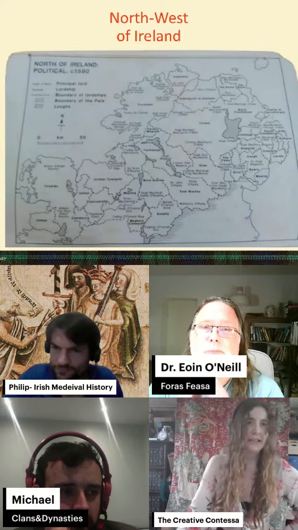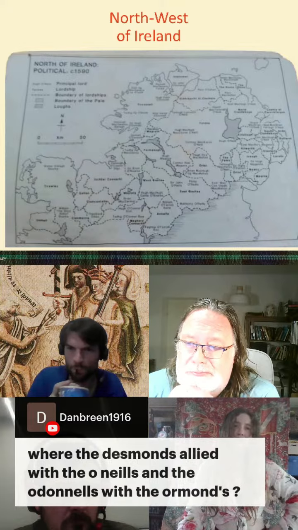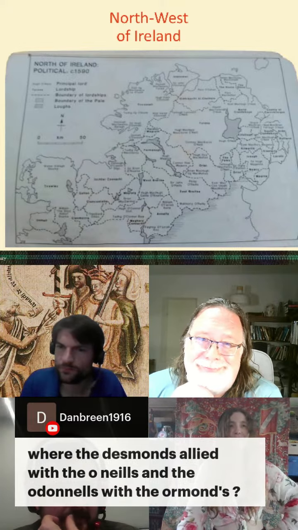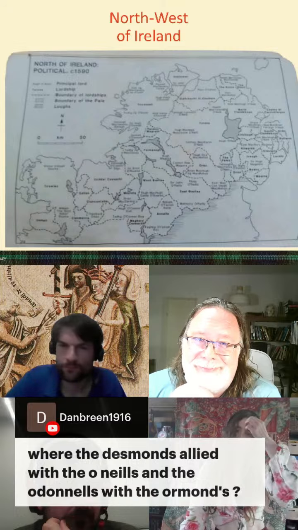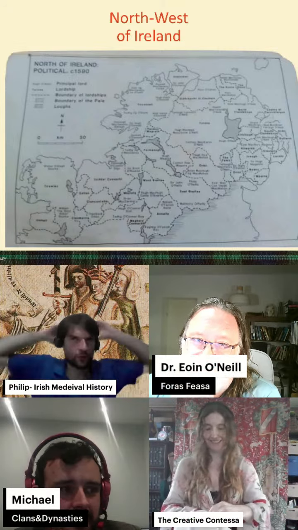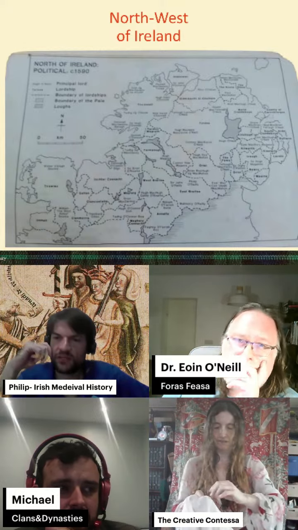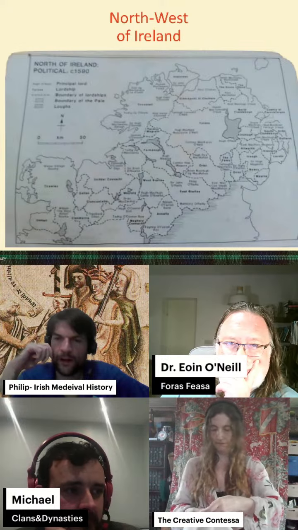Were the Desmonds allied with the O'Neills and the O'Donnells with the Ormonds? And I mean, when? Maybe that question needs to be narrowed down a little bit in terms of time. If you're talking about what I was just talking about there, which was during the period of the Wars of the Roses, were the Desmonds allied with the O'Neills and the O'Donnells?